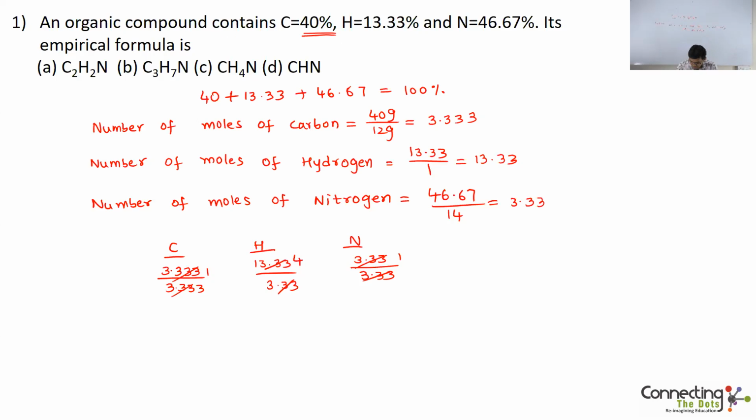So now from this we can find out the simplest ratio, which is nothing but C1, H4, and N1. So this will be the empirical formula. The answer from the given options is CH4N. So that will be the answer for the first question. The way is very simple. First find out the number of moles, then take the smallest number and divide all the numbers with that number. Then you get the simplest ratio. That will be the empirical formula.